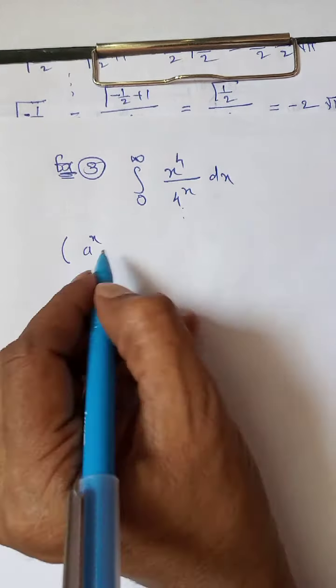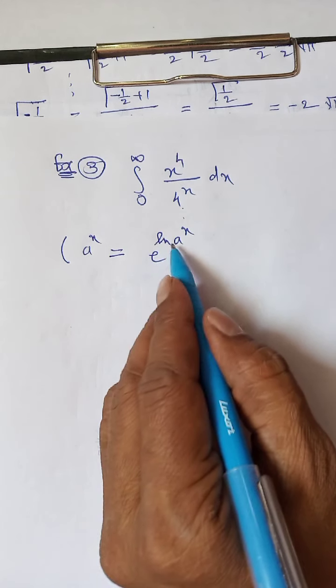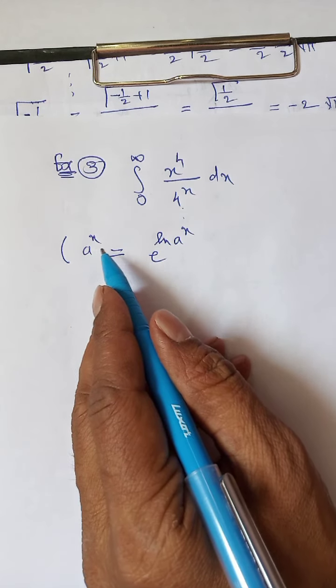Why? Because this can be written as e to the power log of a to the power x, that is e to the power ln of a to the power x. So e and ln get cancelled, you get a to the power x again. So this is e to the power x into ln a. So using this, 4 to the power x can be written as e to the power ln 4 to the power x, that is e to the power x into ln 4. So substitute this value here.